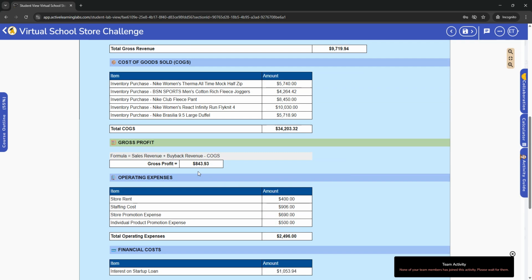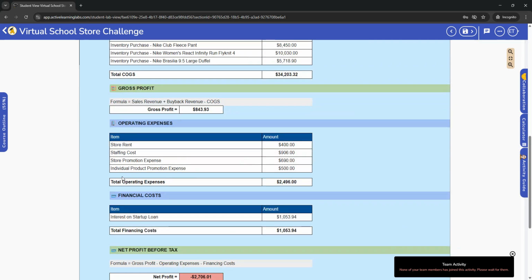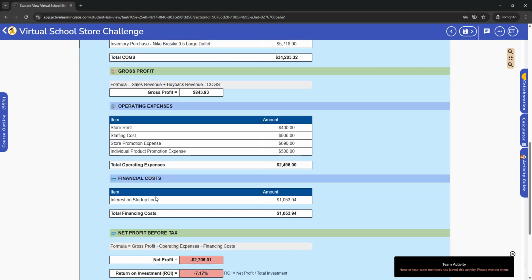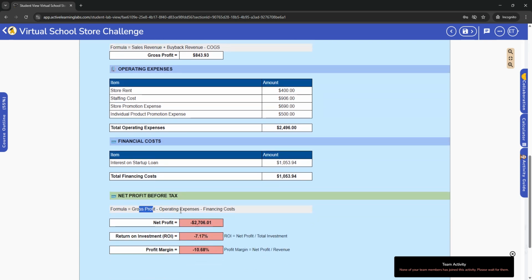And here is the total cost of the goods that you purchased. Here is gross profit. And here's the total operating expenses, including the store rent, staffing costs, store promotion, etc. And here's the interest on the startup loan that you selected. You selected a financial lender, and here's the interest you paid, so financial cost. And net profit, which is gross profit minus operating expenses minus financial cost. In this case, it's a loss for this team, negative 2,706. And here are other details such as ROI and profit margin.